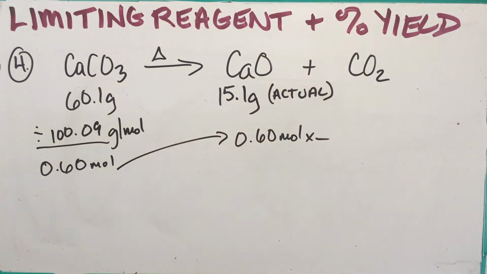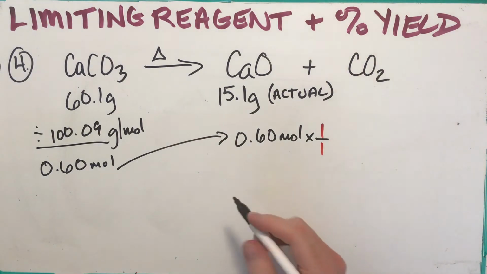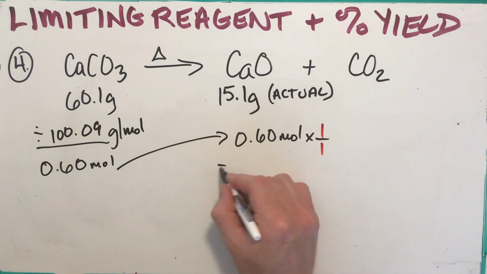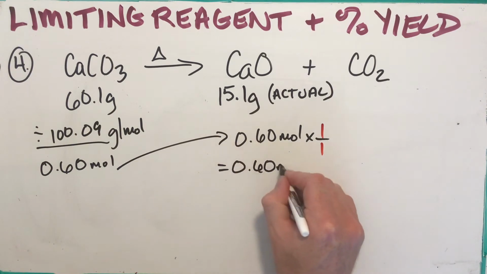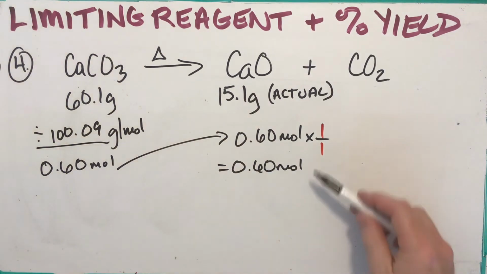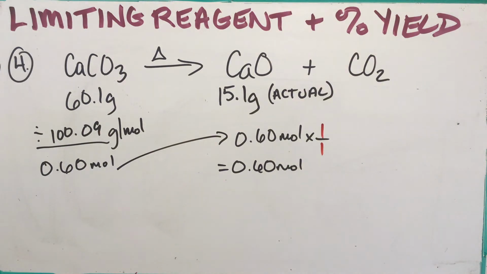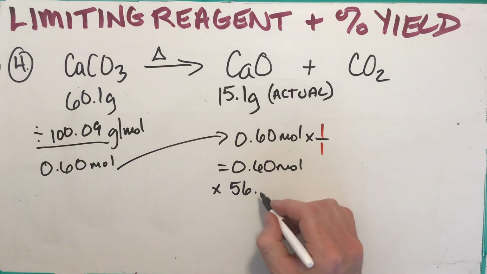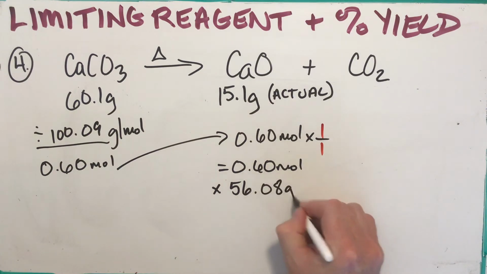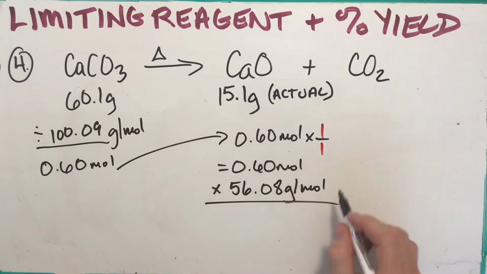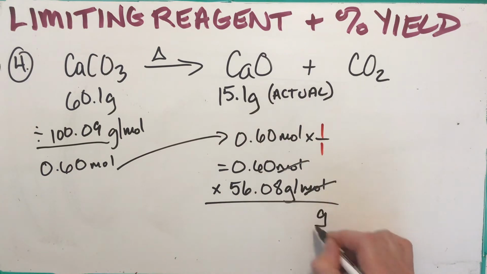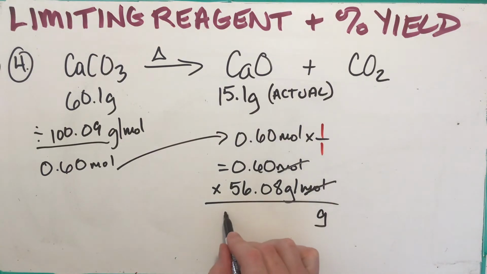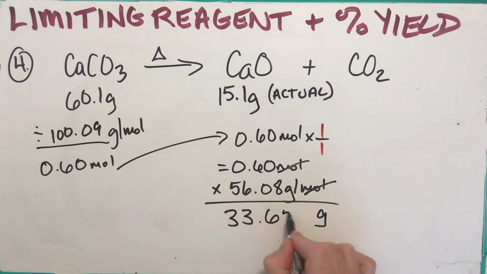I'm then going to take that over here, multiply it by my mole ratio, which is nice and easy now. It is 1 over 1. And that will leave me with 0.60, the number doesn't change, moles, but now it's moles of calcium oxide. I'm going to multiply that by the molar mass for calcium oxide, which is 56.08 grams per mole. The moles will cancel, I'll be left with grams, and that will be 33.65.